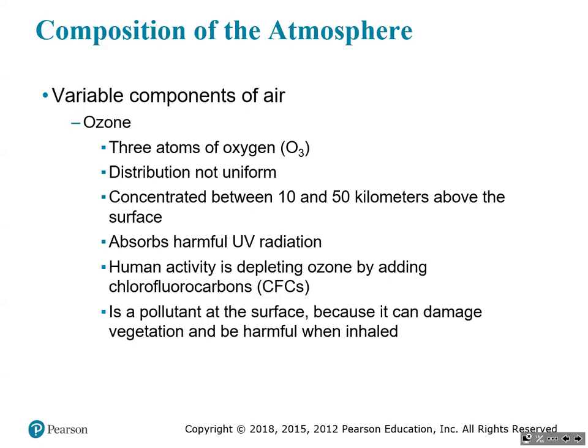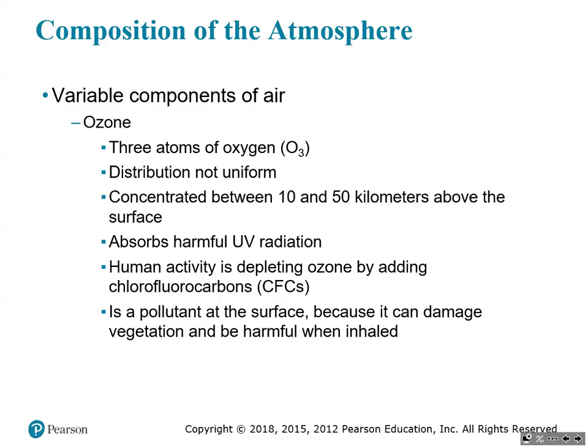So another variable component of air is ozone. So ozone is O3. Normal oxygen is regular old oxygen. The nice stable oxygen is oxygen double bonded with another oxygen. Ozone is 3 oxygens and is not completely happy. It's an unstable structure. The distribution of ozone is not uniform. It's concentrated in a layer between 10 and 50 kilometers above the surface.